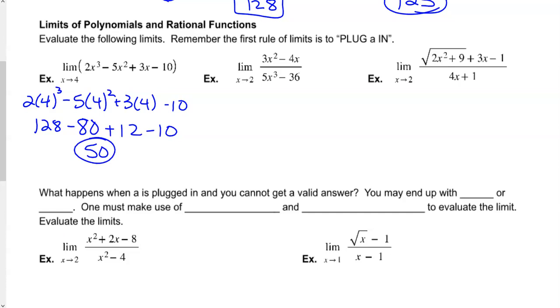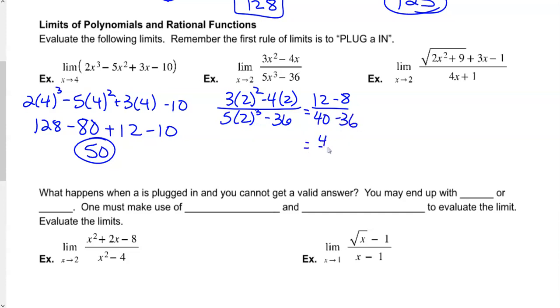Move on. And this rational function, I'm going to plug 2 into every single place that I see an x. So I get 3 times 2 squared minus 4 times 2 all over 5 times 2 cubed minus 36. So what does that become? Hopefully we get a valid number. We don't have to go any further. 3 times a 4 gives me a 12 minus 4 times 2 is 8. All over 2 cubed, 2 times 2 times 2 is 8, times 5 gives me a 40 minus 36. So it looks like we have a 4 over 4, which equals 1. Valid answer for a limit, therefore, that is our answer.